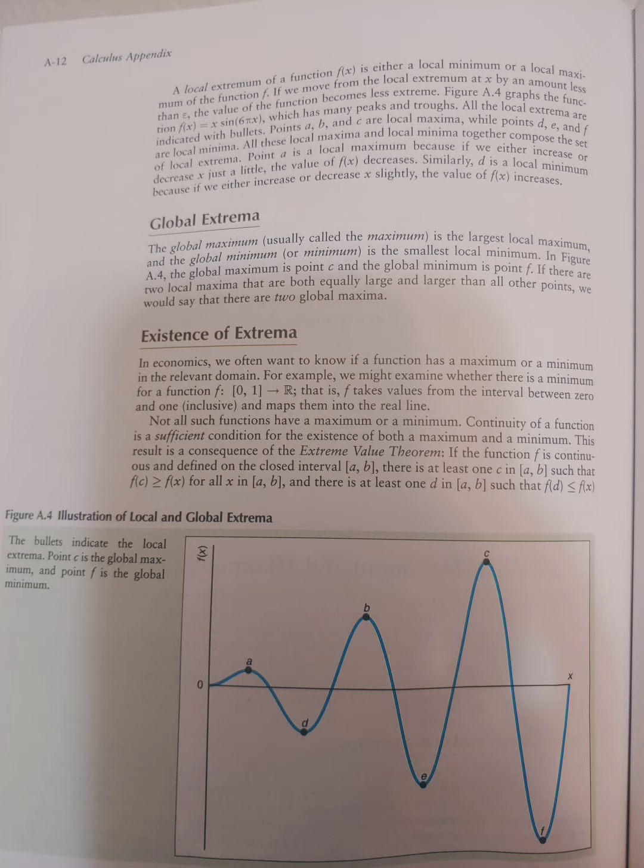Point A is a local maximum because if we either increase or decrease x just a little, the value of f of x decreases. Similarly, D is a local minimum because if we either increase or decrease x slightly, the value of f of x increases.